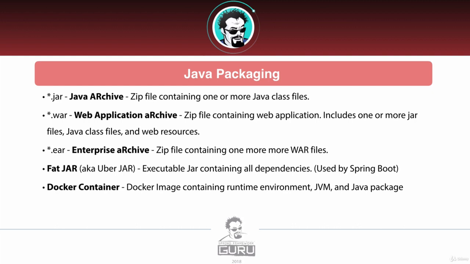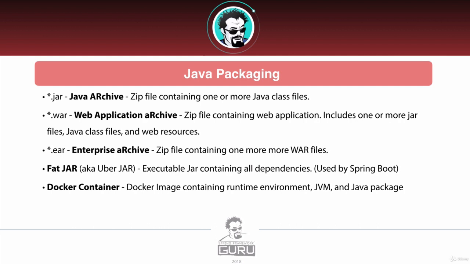Now, a WAR file, web application archive, is also a zip file, but this is going to contain much more. It's a little more complex than a jar file. It can include one or more jar files, all the Java class files for that specific web application, web resources, and more. So it's a complete web application intended to be deployed as a whole. And then an enterprise archive, or EAR. This is a zip file containing one or more WAR files. Enterprise archives can be quite complex and quite large, but again, this is a file that's intended to be deployed into an application server, and it's all self-contained.